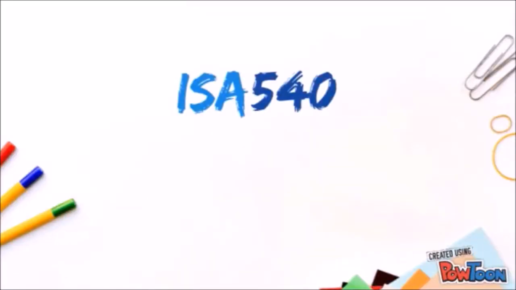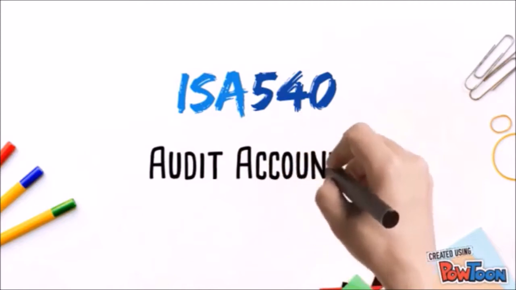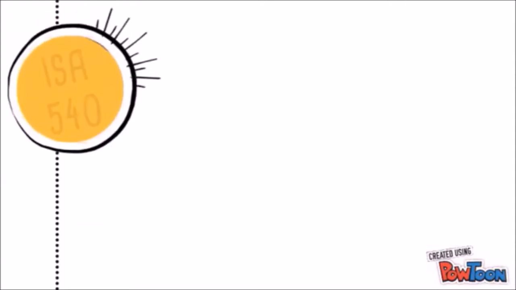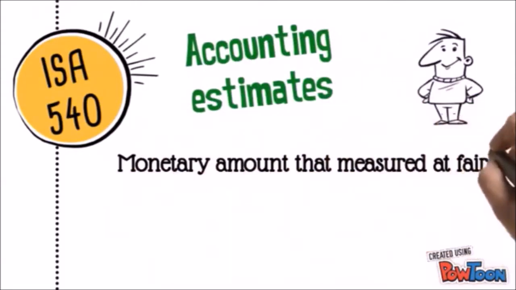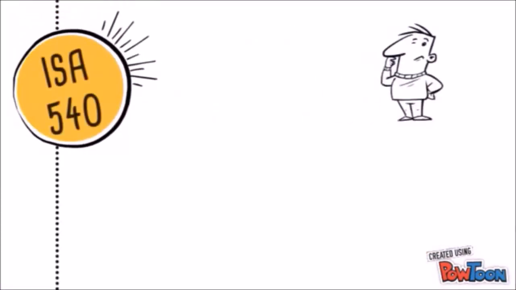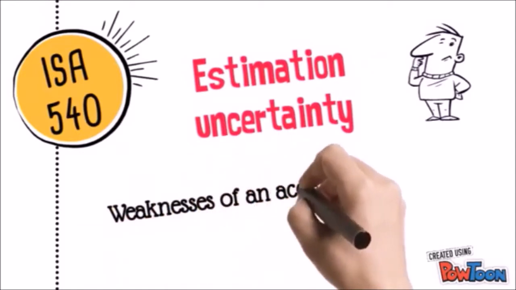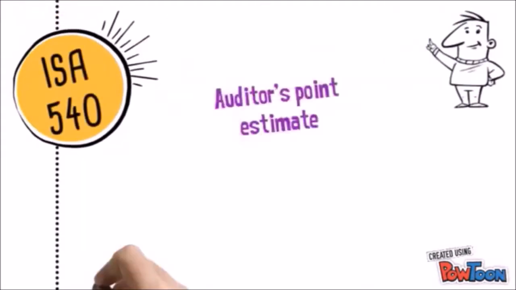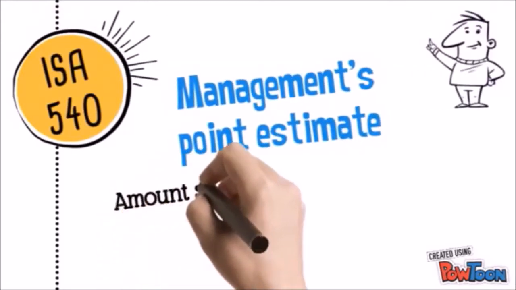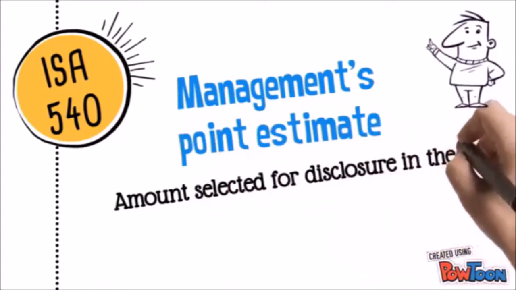ISA 540 Audit of Accounting Estimates. First of all, let's learn some terms in ISA 540. Accounting estimate means an approximation of a monetary amount, measured at fair value, where the estimate is uncertain. Estimation uncertainty is the susceptibility of an accounting estimate to an inherent lack of accuracy in financial statements. Next, auditor's point estimate means an amount derived from audit evidence for use in evaluating management's point estimate. What is management's point estimate? It means the amount selected by management for disclosure in the financial statements as an accounting estimate.